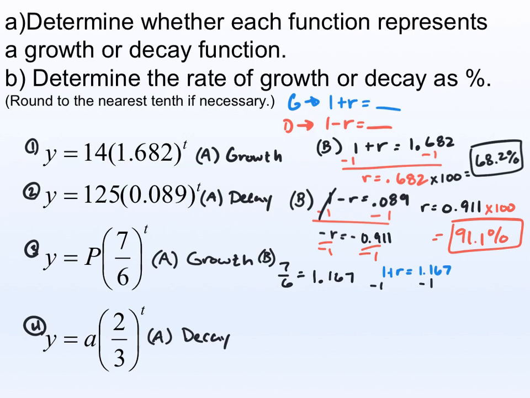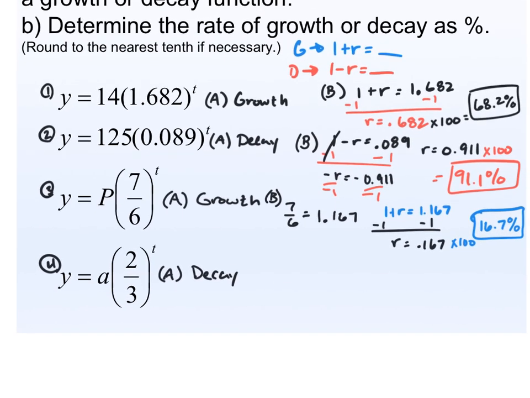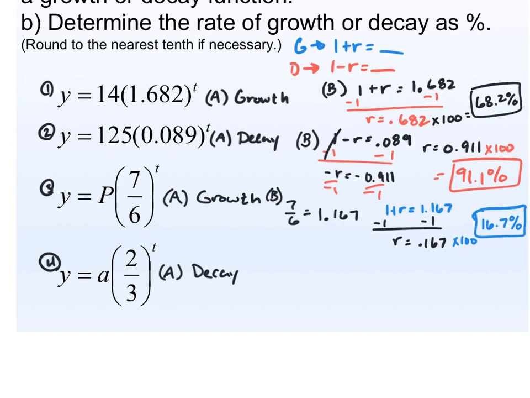So you subtract 1. You get R to be 0.167. You multiply that by 100, and you get out your percentage, which is 16.7%. Okay? So you had a growth of that. All right? Now, same idea with the next one.